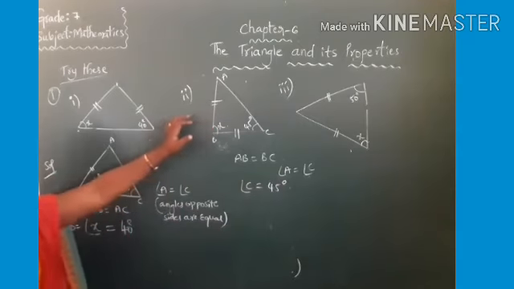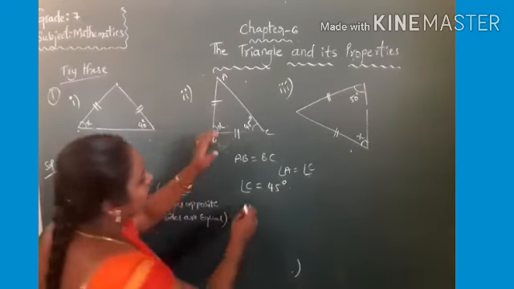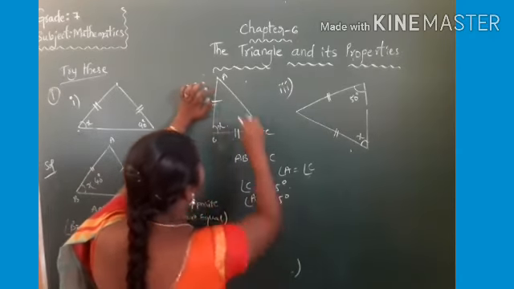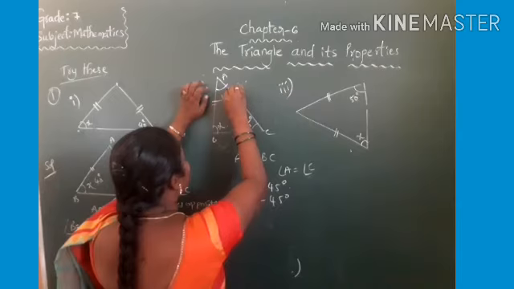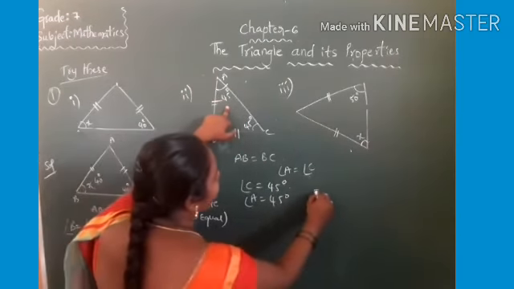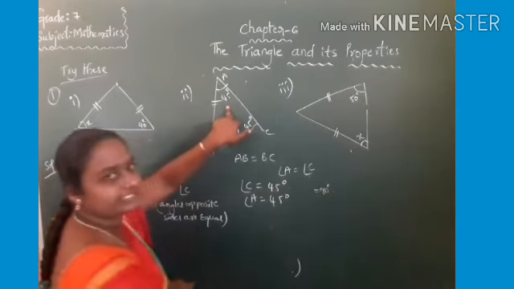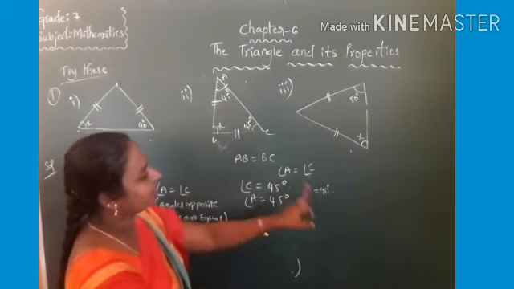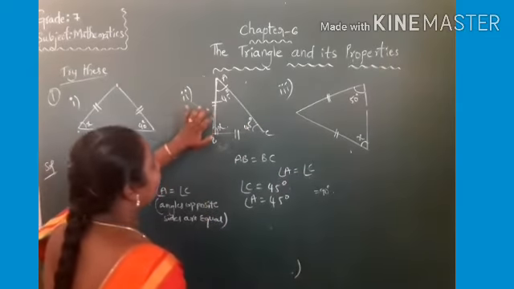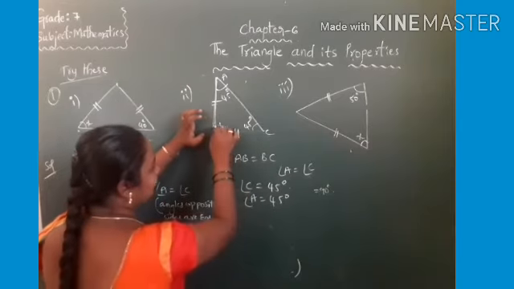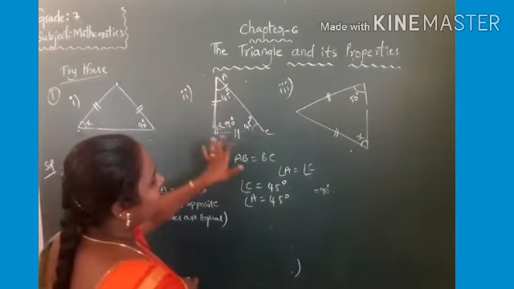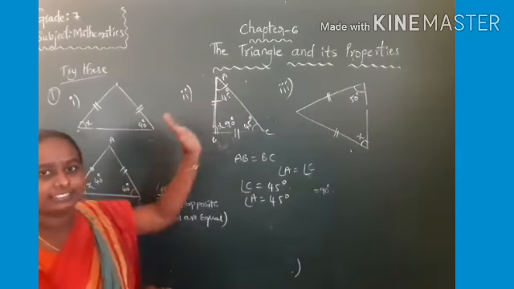X value. Observe here carefully. Angle C is 45 degrees. Angle A is also 45 degrees. So the sum of these two angles is 90 degrees. What about this angle, what about x? Yes, it is equal to 90 degrees. The sum of all angles is equal to 180 degrees.